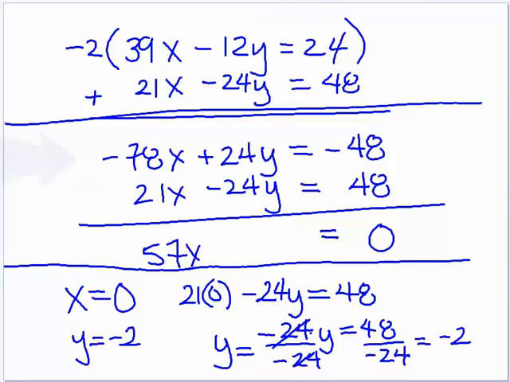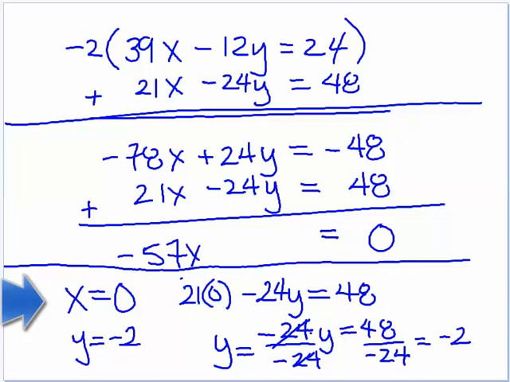Bring down the bottom problem, no changes. Add them together. Negative 78 plus 21, which is not really going to matter. 24y minus 24y is 0. And negative 48 plus 48 is 0. Negative 57 times what gives you 0? 0. So negative 57 times 0 is 0. We have x equals 0.